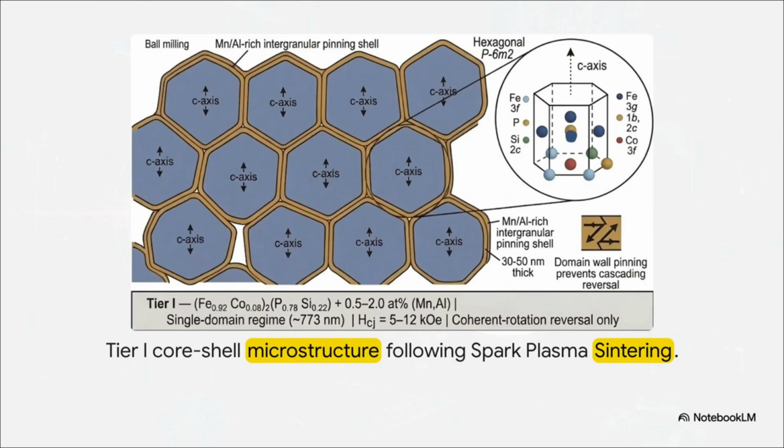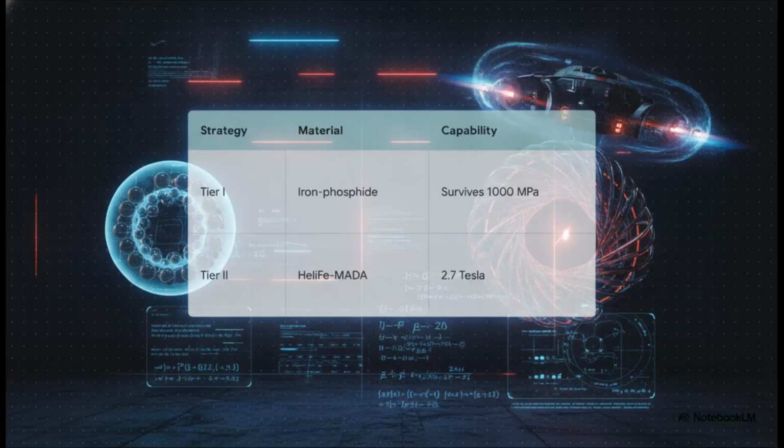Basically, these hexagonal magnetic cores are separated by a tiny 30 to 50 nanometer non-magnetic shell. This acts as a physical wall, pinning the magnetic domains in place so they physically cannot cascade and reverse even under 10,000 atmospheres of pressure. So the industry developed a two-tier solution to beat this materials bottleneck. Tier 1 uses that iron phosphide core shell structure we just talked about. It's free of rare earth metals, it's relatively cheap to mass produce, and it's built for global commercial deployment.